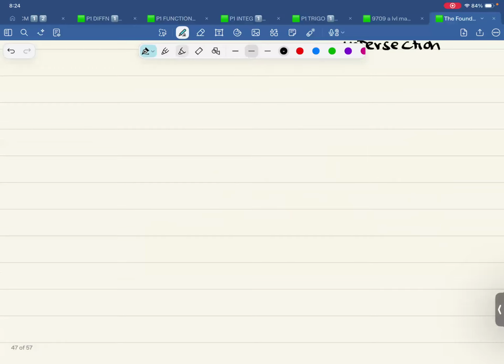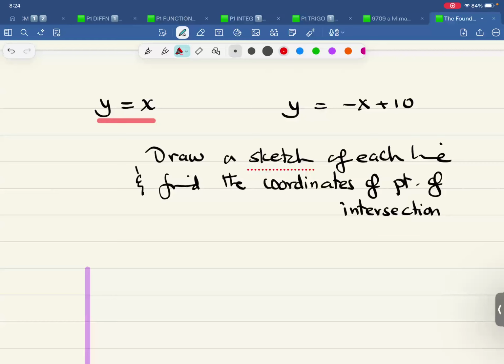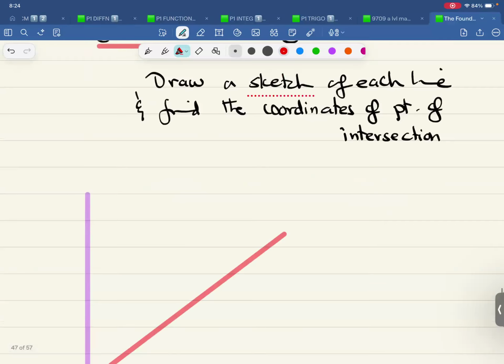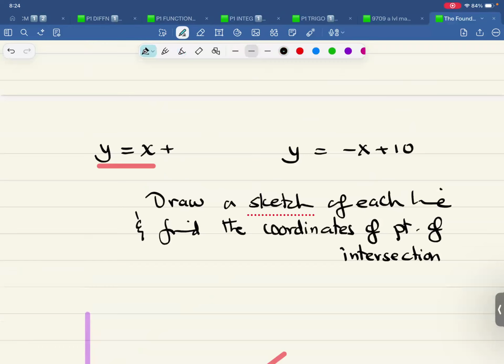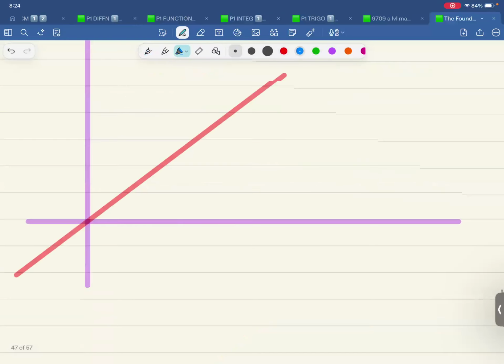Now, let me draw the grid. So over here, that is the grid. Let me draw the red line, y is equal to x. So that is a line going like this, because y is equal to x is basically y is equal to x plus 0. It has a positive slope. The coefficient of x is 1. The y-intercept is 0. Over here, the blue line, the slope is negative. Gradient is negative. And y-intercept is positive 10. This is positive. Okay. So now the blue line, let me draw the blue line that goes like this.